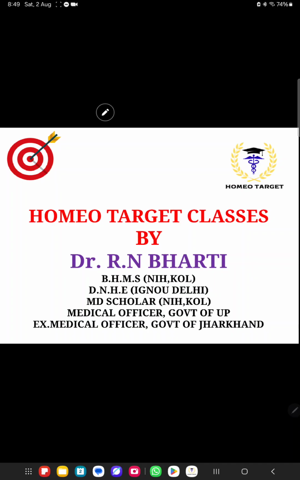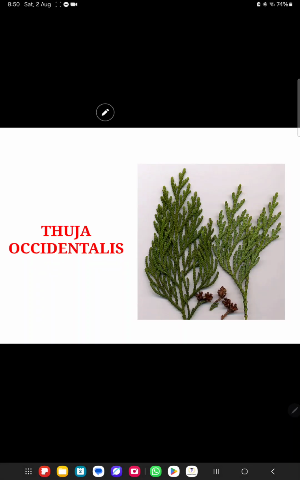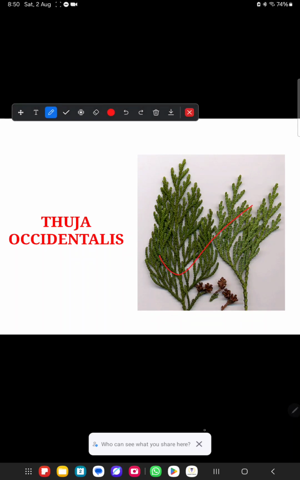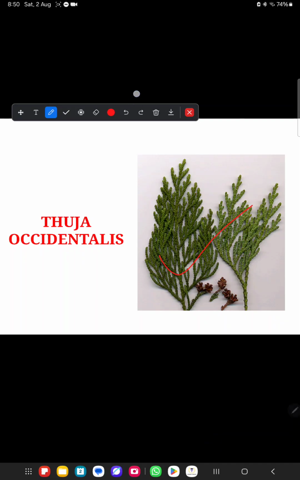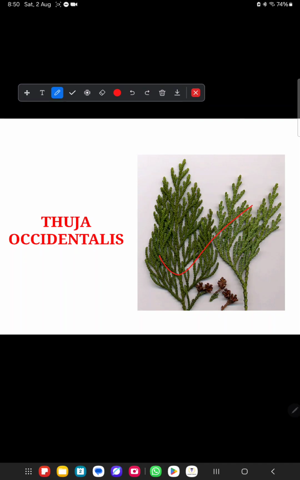Today we will read Thuja Occidentalis. You can see the Thuja plant in the picture. At this point we can first correlate: if you see the plant of Thuja, you will find the vertical-like growth. Similarly, this point we can correlate with the doctrine of signature. And for the first time, the doctrine of signature was given by Dr. Paracelsus. Sometimes you will get a question.